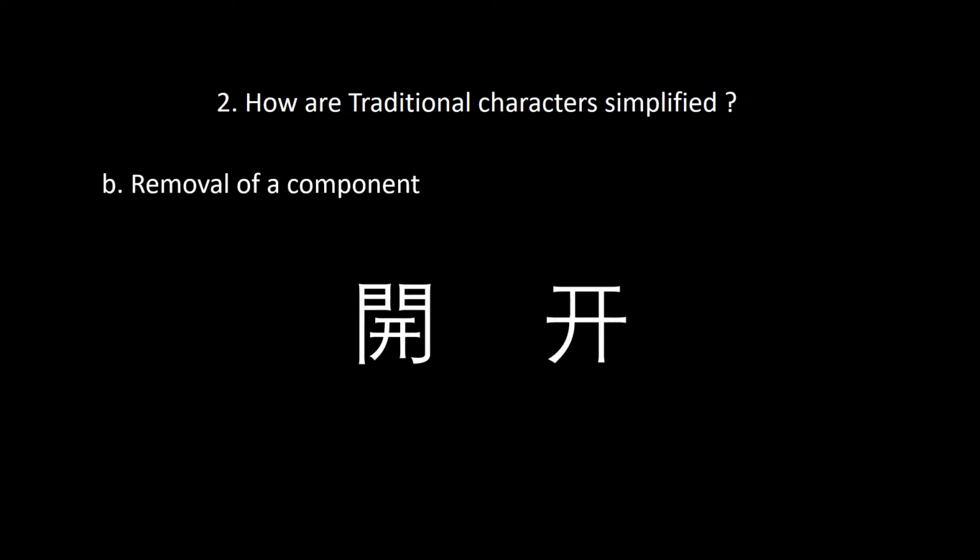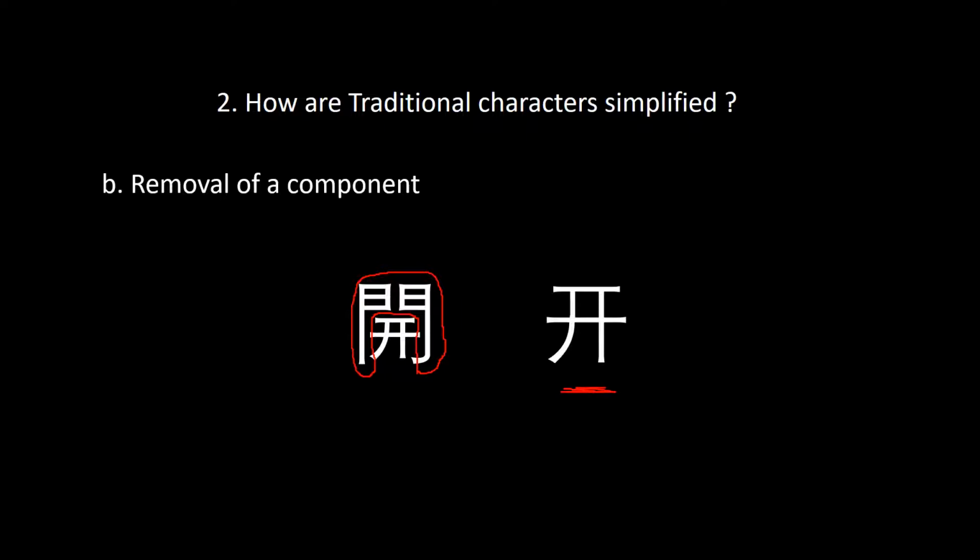Now the third example, this one is more straightforward. This is the Chinese character Kai, which means to open something. In the past, we had this door component, which means we wanted to open a door. But now we tend to explain that we can open anything, not just a door. That's why they removed the door component, and you are left with this word in the middle.